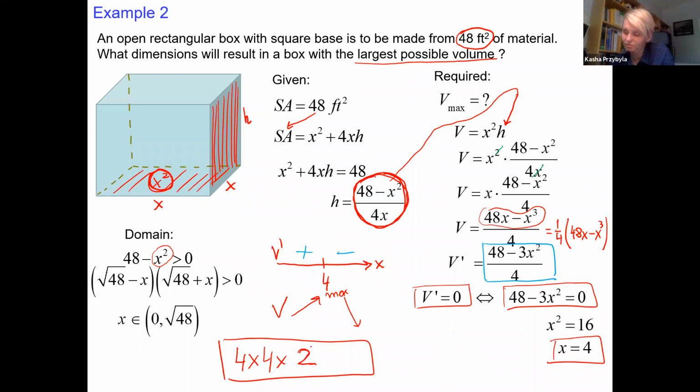I think so. Yeah, thank you, Matt. 48 minus 16 over 16, 32, it is 2. That means 4 by 4 by 2. That's the final answer. Okay, good. And that's it. Both of the questions are quite, I don't know if challenging, but they include lots of stuff. But we can see the procedure is the same.